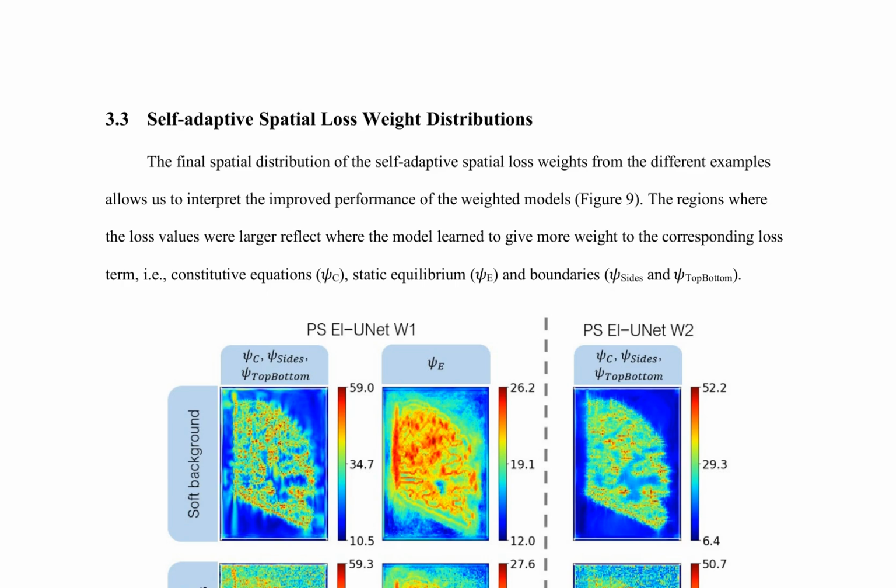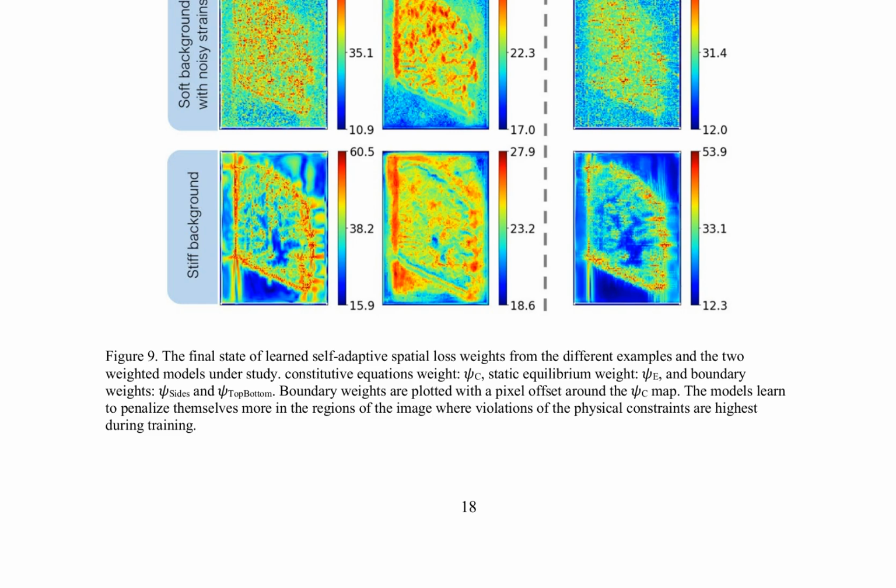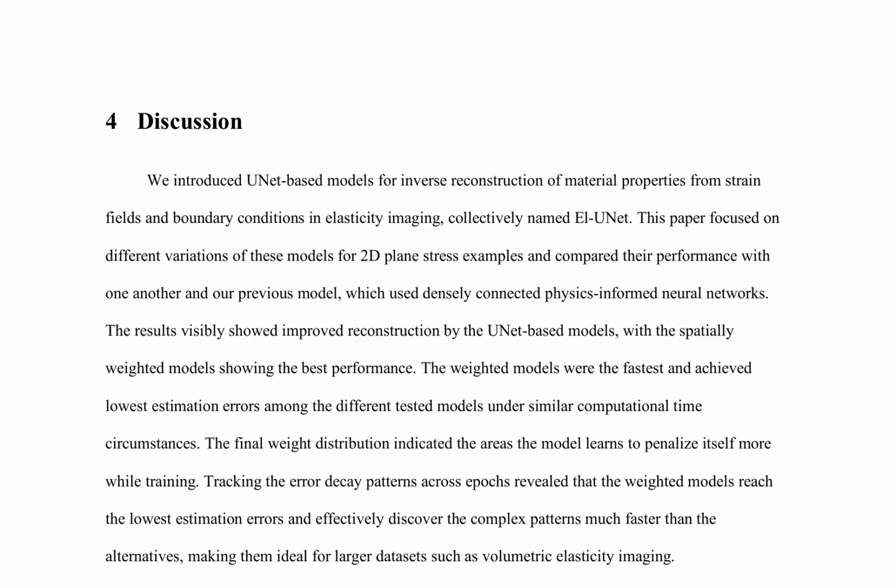during training. The learned spatial loss weights demonstrate that the model effectively captures the underlying physics of the problem, focusing on areas where the constitutive equations, static equilibrium, and boundary conditions are most critical. The constitutive equations weight, PSPC, and boundary weights, PSP sides and PSP top-bottom, are plotted with a pixel offset around the PSPC map, revealing a nuanced understanding of the problem's spatial complexity. By adaptively weighting the loss terms, the model can better navigate the complex interplay between physical constraints, leading to improved performance and robustness. Here is a combined summary of pages 19 and 20 of the research paper.